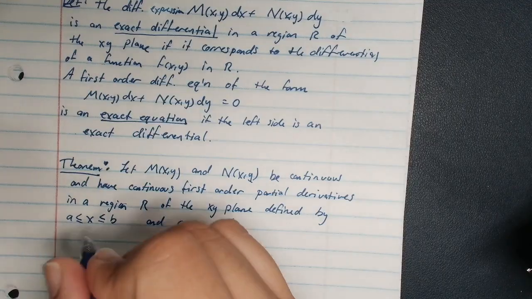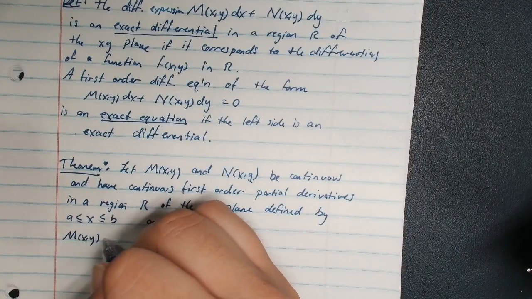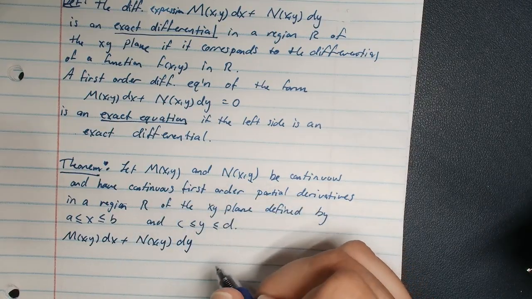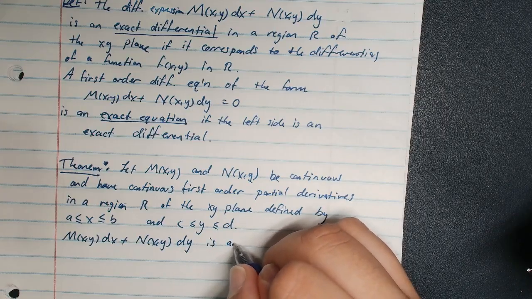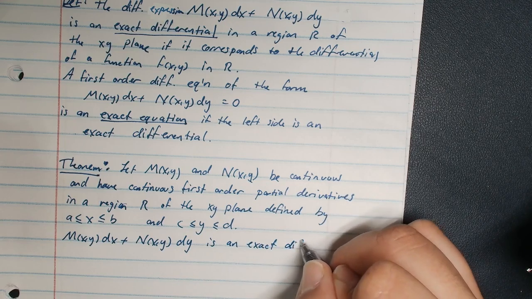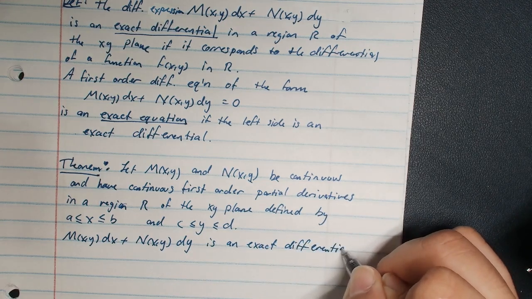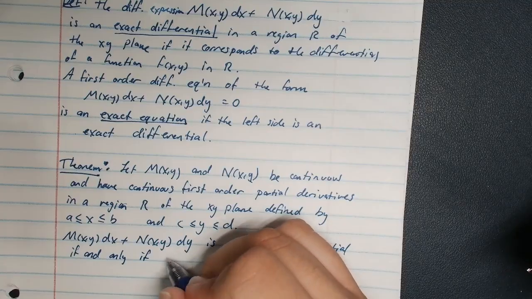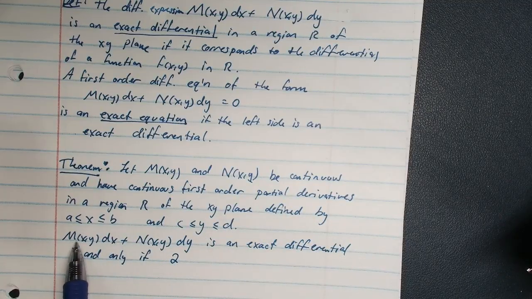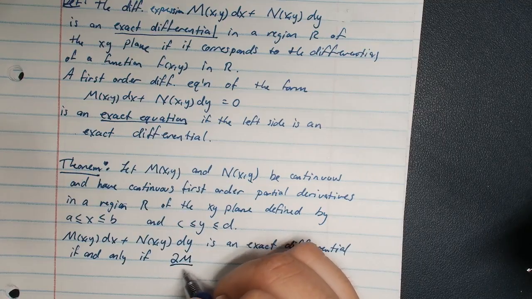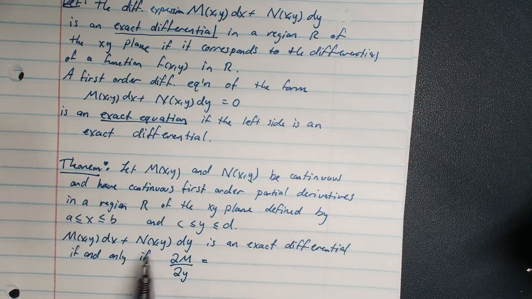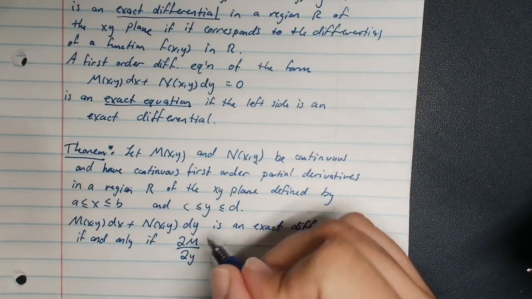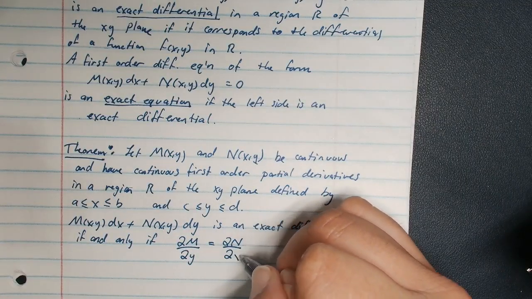Okay. Then m of xy dx plus n of xy dy is an exact differential if and only if the partial of that first function with respect to the second variable, so del m del y, is equal to the derivative of the second function with respect to the first variable. That is to say, del n del x, like this.